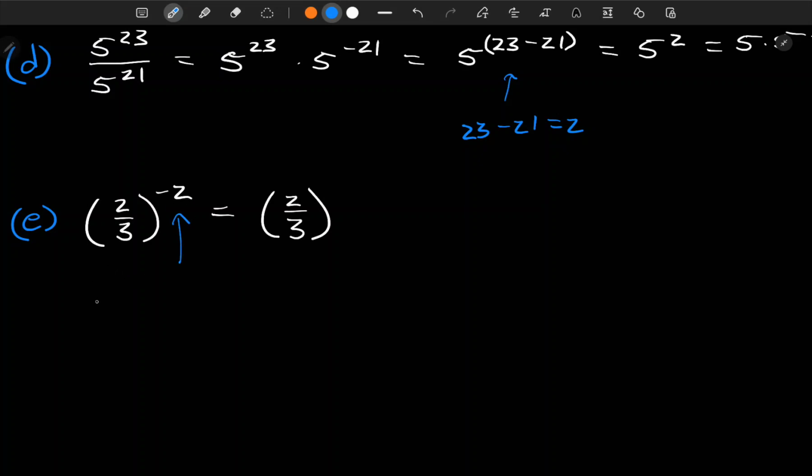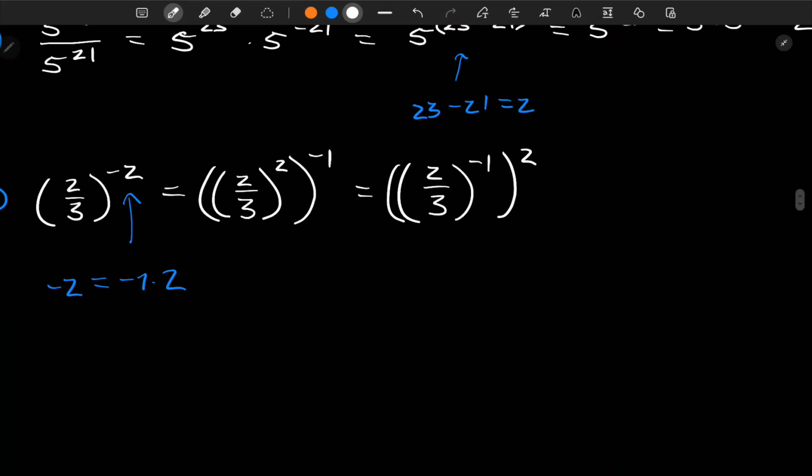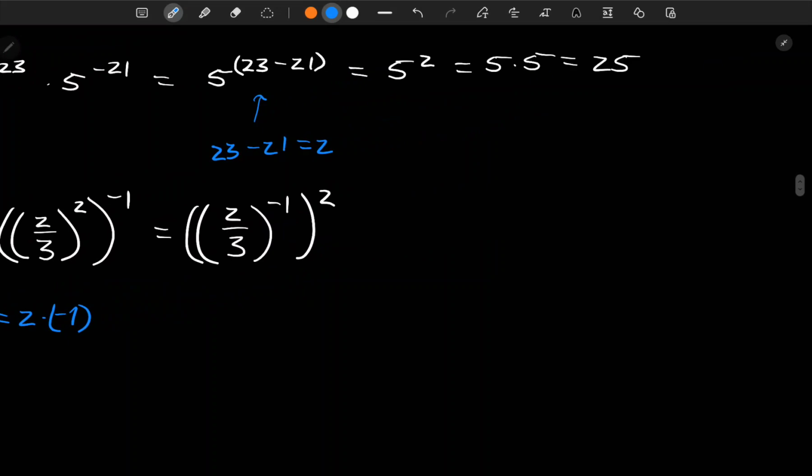What I mean by that is negative 2 is equal to negative 1 times 2. So we can write this as 2 over 3 squared, and all of that raised to the negative 1 power. Alternatively, you can also write this as 2 over 3 to the negative 1 power, all squared. The order doesn't matter here, because negative 2 is equal to negative 1 times 2, which is equal to 2 times negative 1. The order doesn't matter.